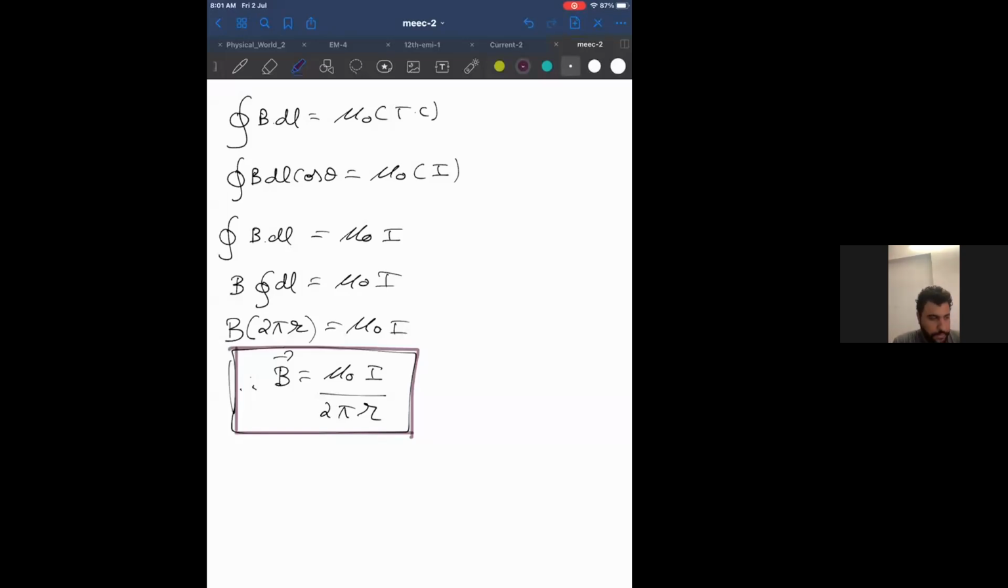Sir, what is the value of mu naught? Can someone hear her and tell what it is? She's asking the value of mu naught. 4 pi into 10 power minus 7.